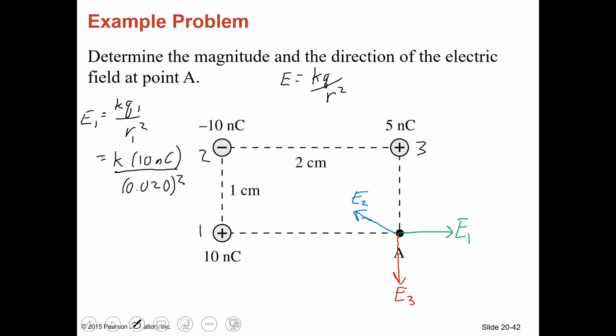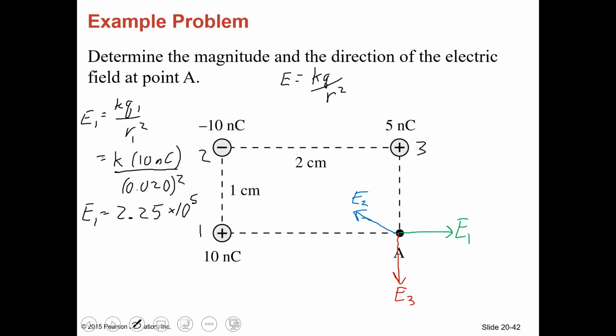Okay, so I get my equation for my value for E1. Plugging that into my calculator: 8.99 times 10 to the 9, times 10 nanocoulombs, so 10 times 10 to the negative 9, divided by 0.02 squared. Remember to convert centimeters to meters there. And I get something kind of large, 2.25 times 10 to the 5.